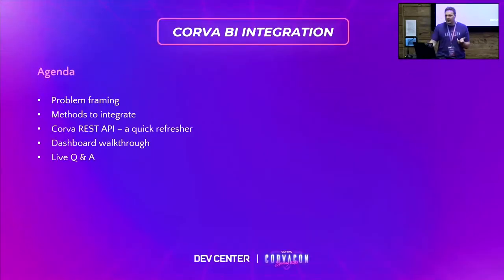On my agenda today, first, I'm going to talk a little bit about framing this problem that we hear from a lot of customers or just operators in general. We're going to talk about methods to integrate Corva data with Spotfire. We're going to talk about a super high-level, 1,000-foot overview of Corva's REST API, and then I'm going to give you a walkthrough of a dashboard that I created, so that you know how to go through this process yourself.